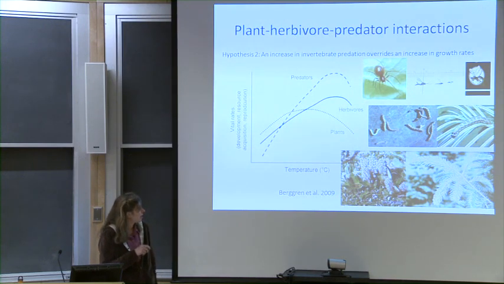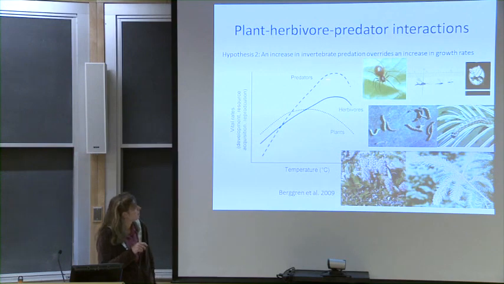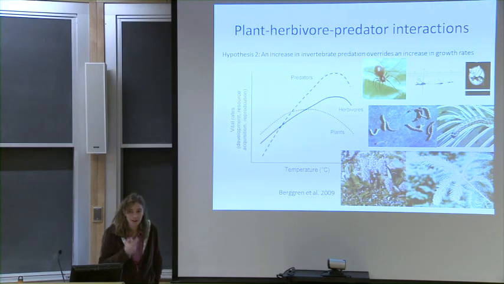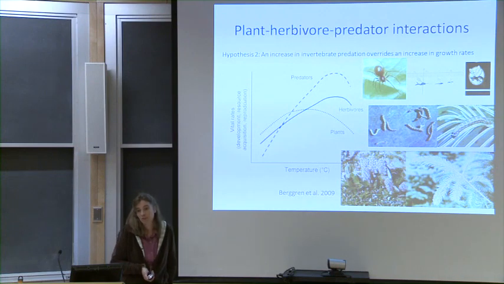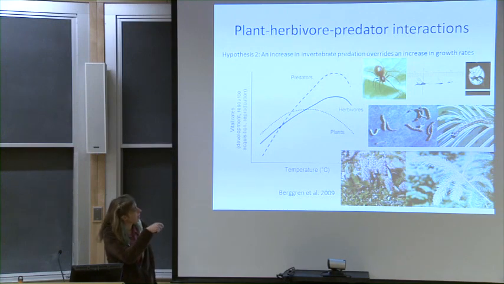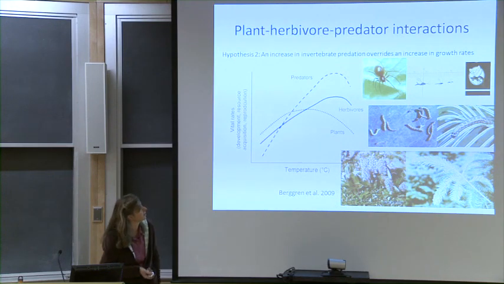Insect herbivores, such as caterpillars, their development definitely increases with temperature up to a certain point, but their invertebrate predators, such as the parasitoid wasps or spiders, have to fly or walk in order to catch their prey, and muscle movement is highly temperature dependent. And so if their vital rates are increased more than their insect herbivores, this provides support for hypothesis number two.